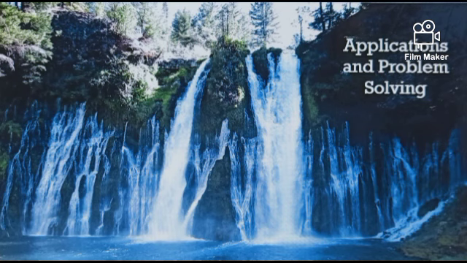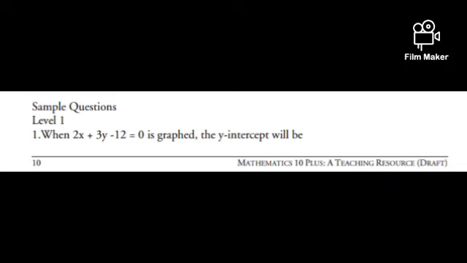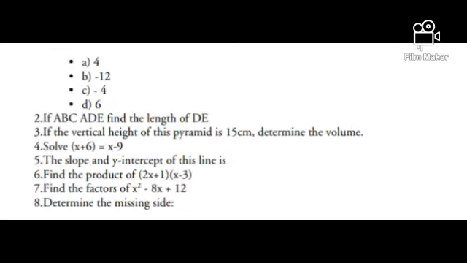We will now have examples of questions and learning activities for each level of questioning. This is one sample question at level 1 or knowledge level. One asks, when 2x plus 3y minus 12 equals 0 is graphed, the y-intercept will be a, 4; b, negative 12; c, negative 4; d, 6.